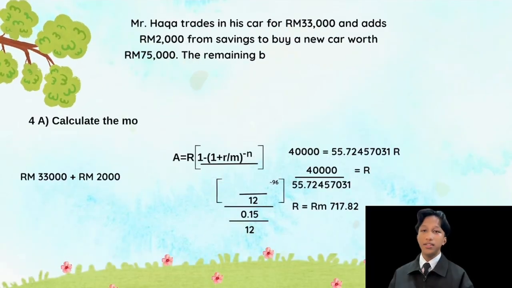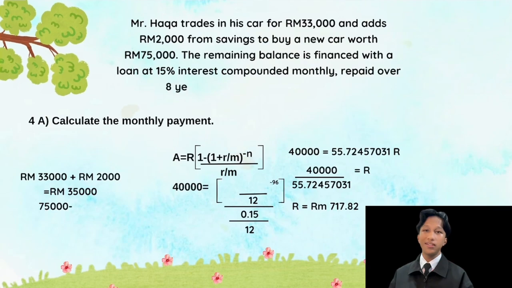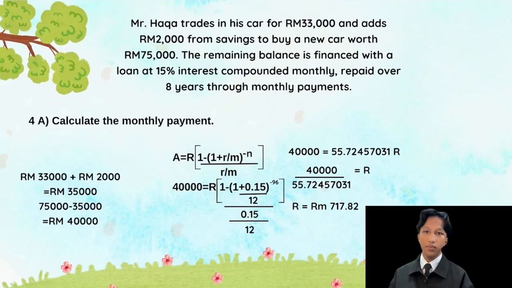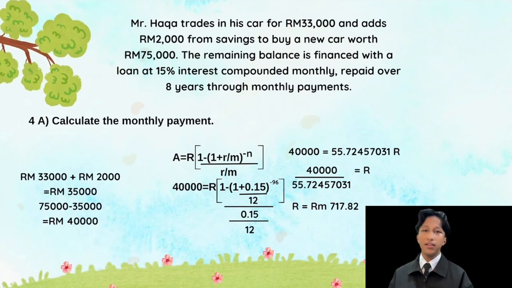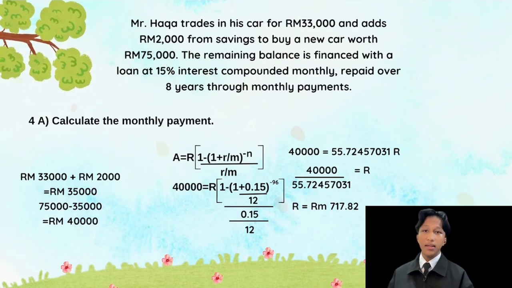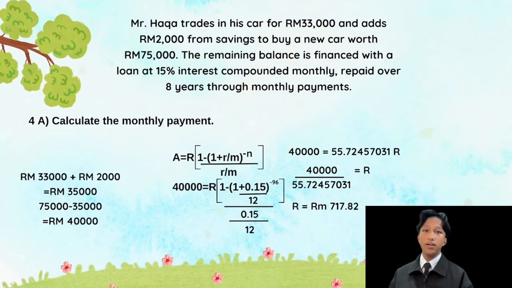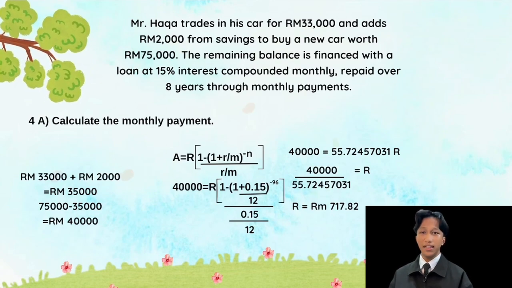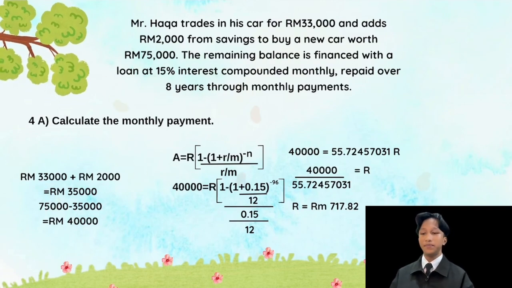Question 4. Mr. Haq trades in his car for 33,000 ringgit and adds 2,000 ringgit from his savings to buy a new car worth 75,000 ringgit. The remaining balance is financed with a loan at 15% interest, compounded monthly, repaid over 8 years through monthly payments.